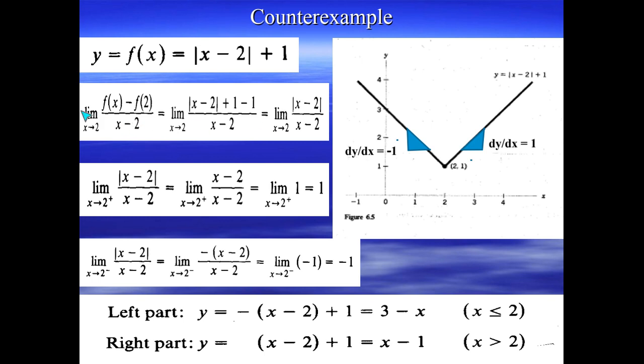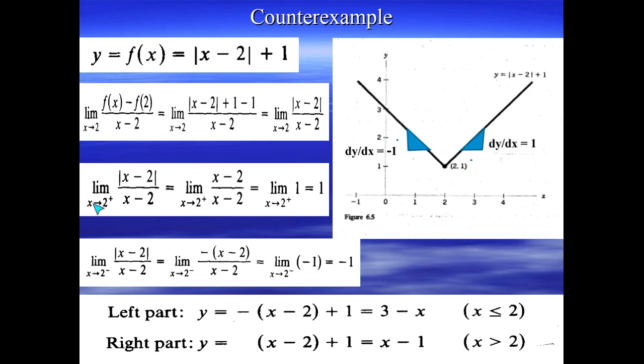You see? So we write limit. Always we write limit equals limit up to the end. So here we obtain limit when x goes to 2 of f of x minus f of 2 over x minus 2, which is equal to limit when x goes to 2 of absolute value of x minus 2 plus 1 minus 1 over x minus 2, which is equal to limit when x goes to 2 of absolute value of x minus 2 over x minus 2.